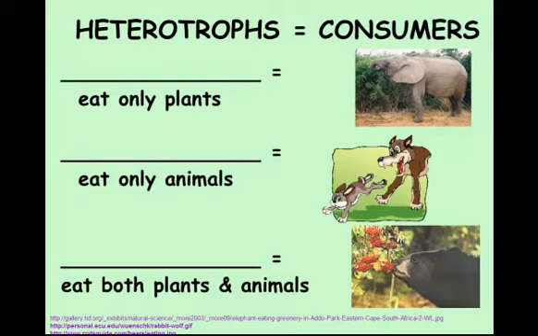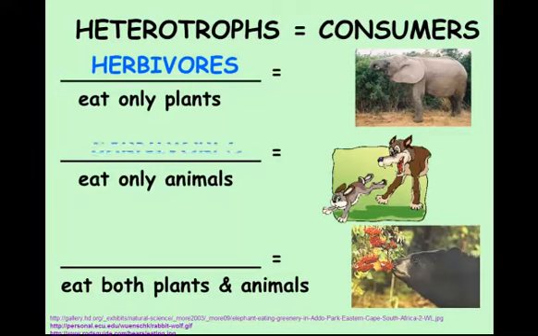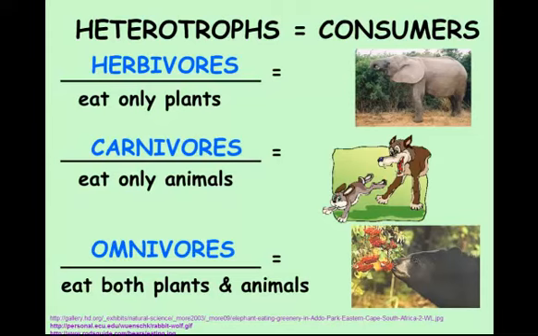So organisms that only eat plants, think of grazers like elephants, giraffes, bunny rabbits, we call those herbivores. Herbivores eat plants. Organisms that eat only animals, think lions, tigers, coyotes, we would call those carnivores. And then we have some organisms that get energy from both kinds of food. They eat plants and animals. Bears would be an example of omnivores.